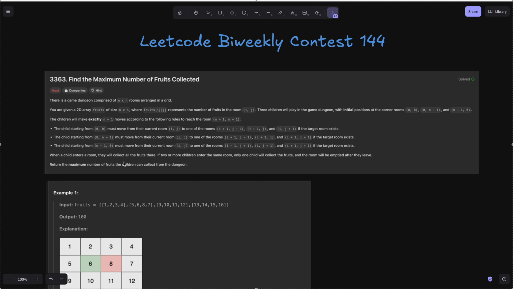When a child enters a room, they will collect all the fruits there. If two or more children enter the same room, only one child will collect the fruit and the room will be emptied after they leave. Return the maximum number of fruits the children can collect from the dungeon.